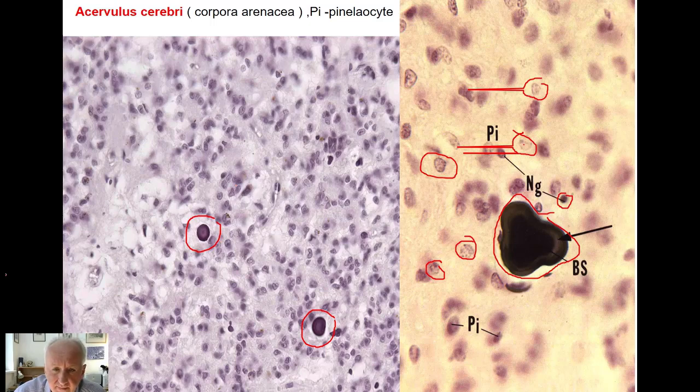And maybe you will be lucky to see on your slides this corpora arenacea, a typical sign in a higher age. These calcified bodies have a concentric lamellar structure.